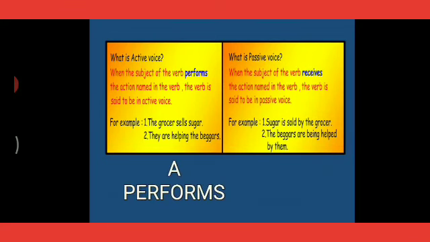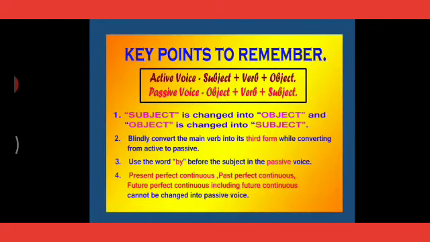Just remember this thing. Active voice performs the action and passive voice receives the action. The subject of active voice performs it, and in passive voice it will receive it. Key points to remember. When you are converting active to passive, you have to remember these points. See over here. Active voice: subject, verb and object. When you convert it into passive: object, verb and subject. Can you see how the places are changing?